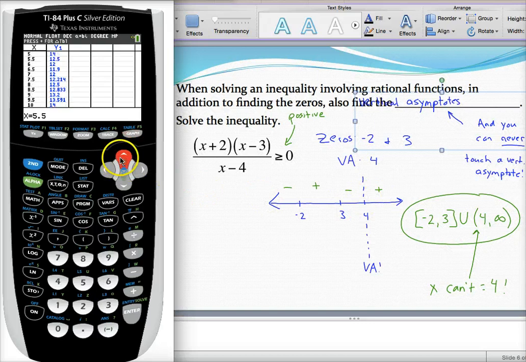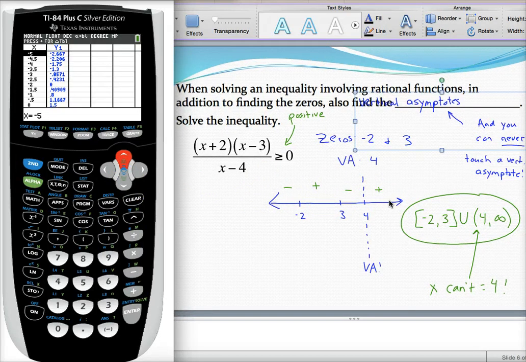Remember too, I know we've already taken a look at the zeros in the previous part of the video, but remember you can also find zeros by looking at your table. And so right there, when x is 3, there was one of my zeros. If I keep scrolling to -2, there's a 0 as well. So I can find them that way. So anyway, I've determined my intervals where my graph is positive or negative.